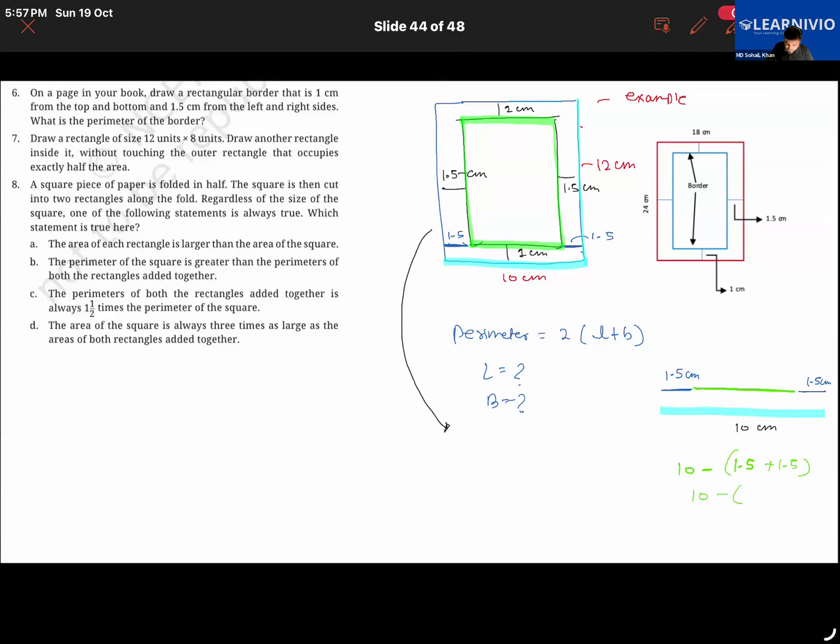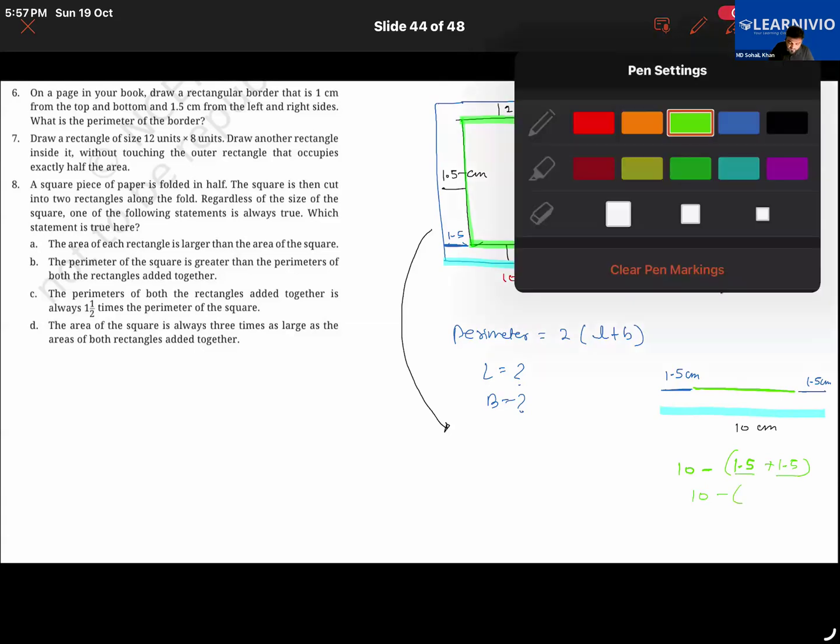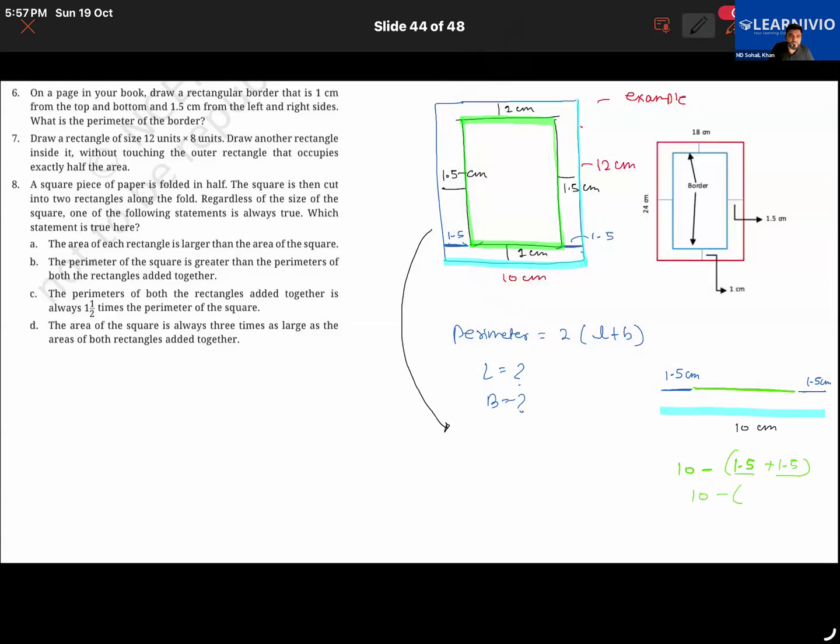And how much is 1.5 plus 1.5? Tell me. It's going to be 3 only. So 10 minus 3, that is going to be 7. So the breadth here we have found out to be 7 centimeter.